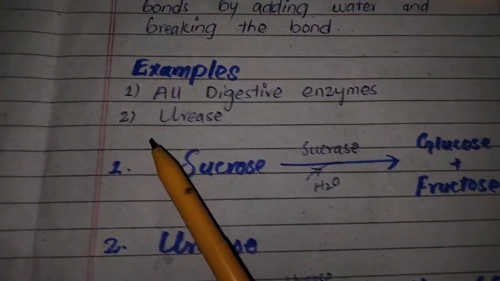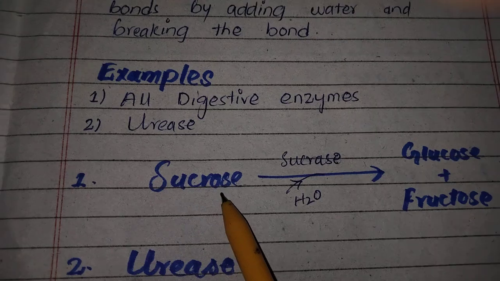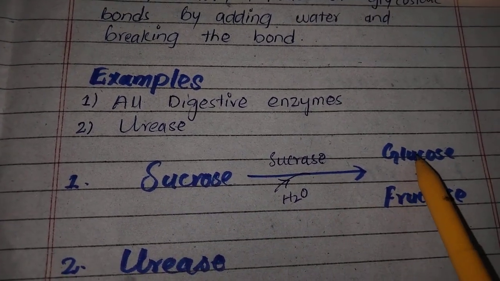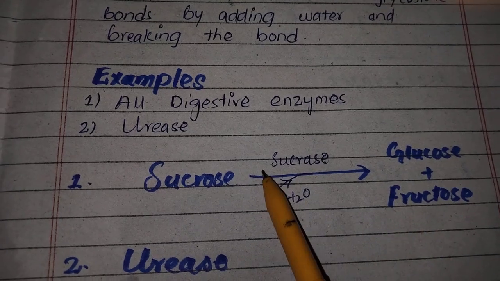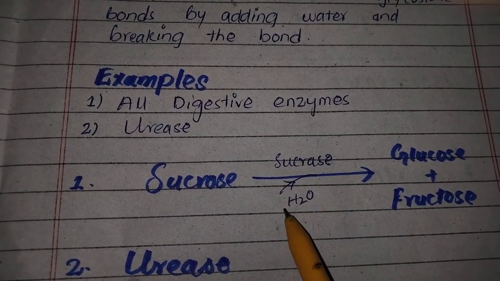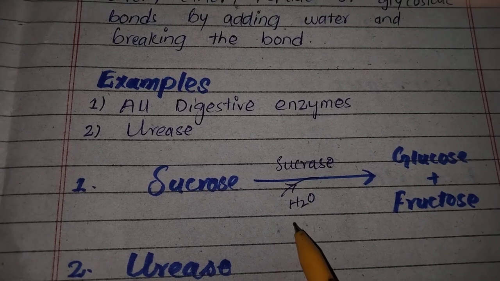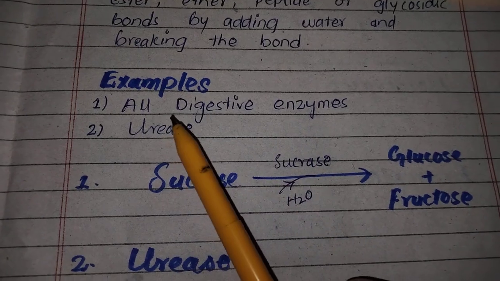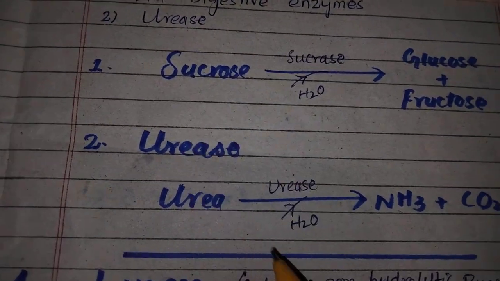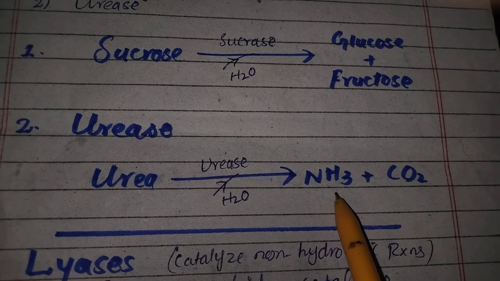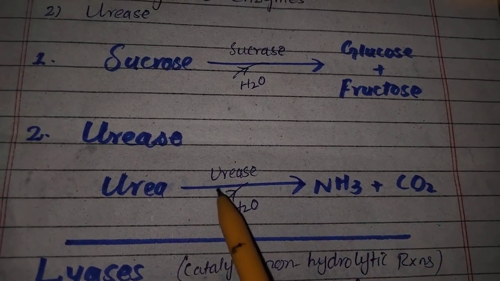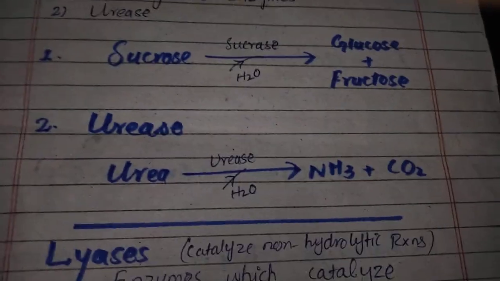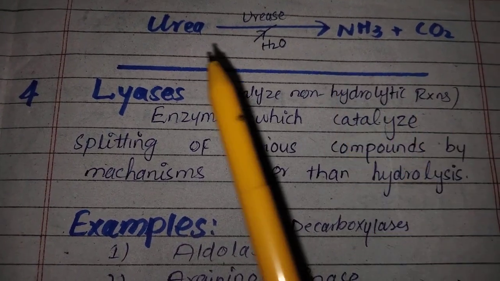and urease. Here is the example of sucrose. It is a disaccharide. It is being converted into glucose plus fructose. And here the enzyme, that is sucrase, in the presence or by the addition of water, the sucrose is converted into glucose plus fructose. Next example of urea. Urea is being converted into ammonia plus carbon dioxide in the presence of an enzyme urease, and here water is added.